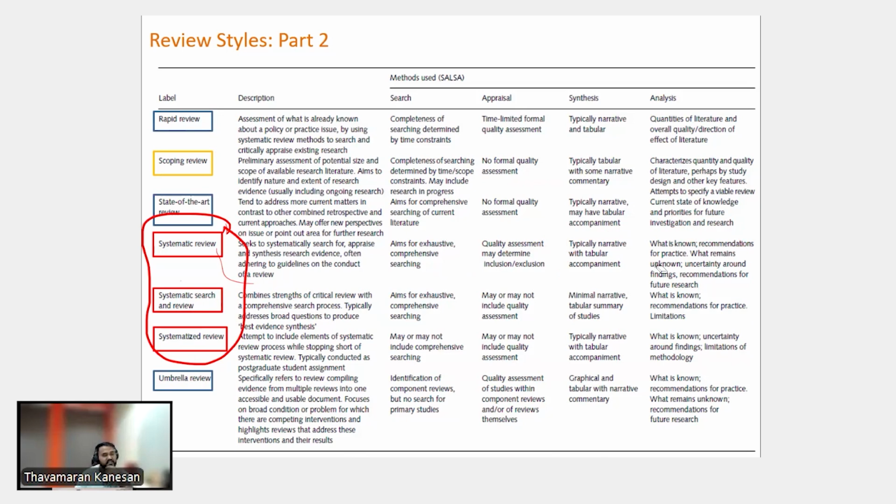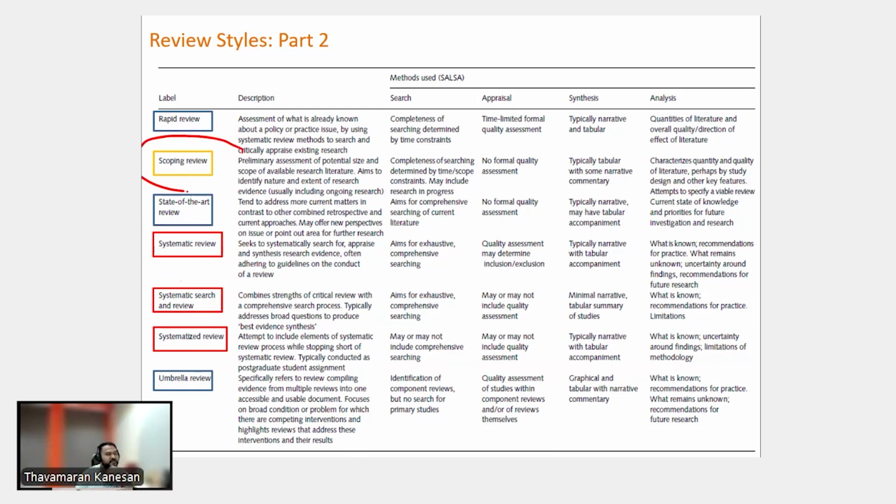What is known? Recommendations for practice. What remains unknown? Uncertainty around findings. Recommendation for future research. Limitations. Limitation of methodology. So you can see that here, systematized review doesn't talk about future research. Okay. Systematic review, on the other hand, talks about future research. All these slight variations, you can ignore. You can just focus on systematic review. Don't need to worry. Okay.